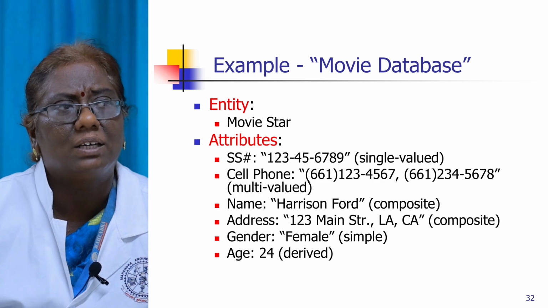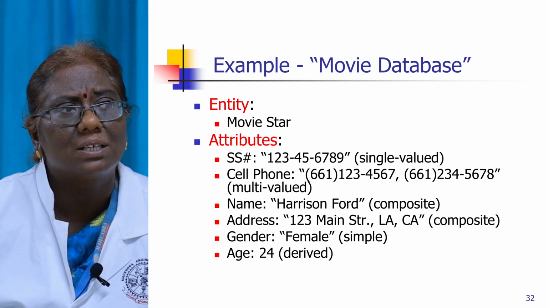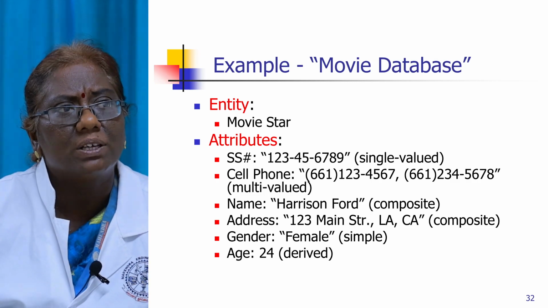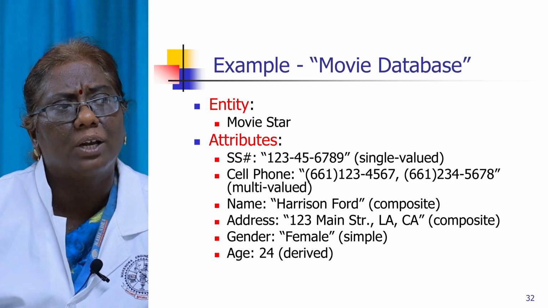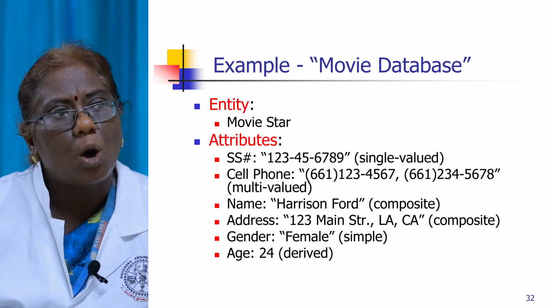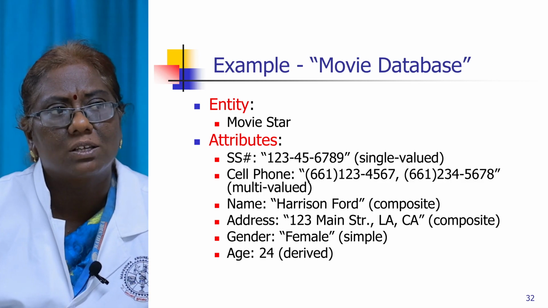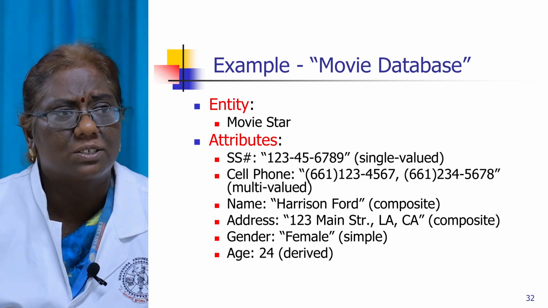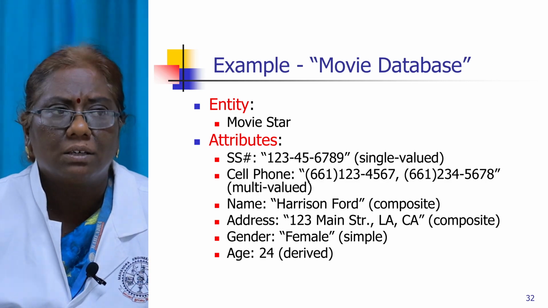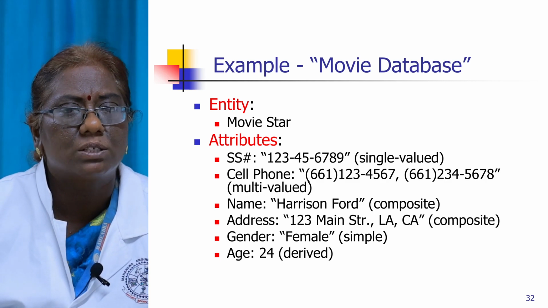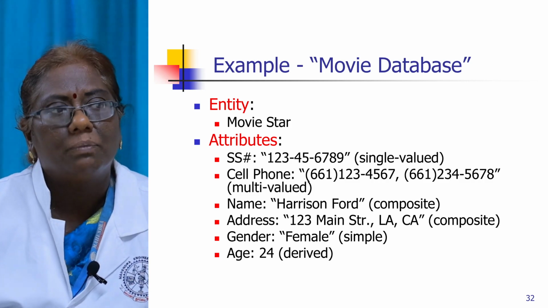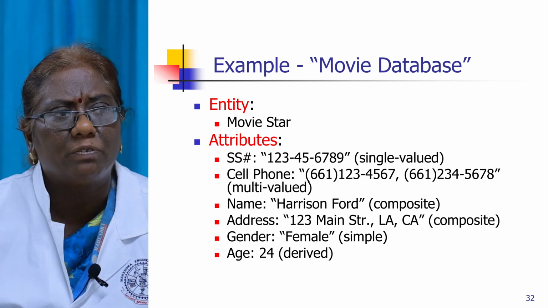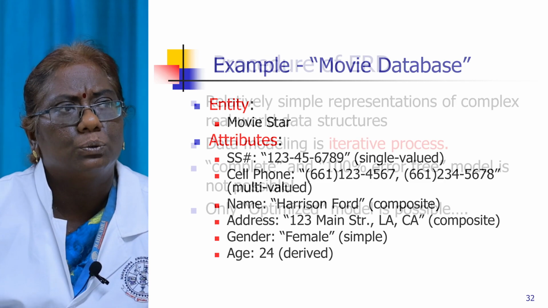And then another example exists, a movie database. Here the entity name is movie star, and the attributes are SS number. It always comes under single-valued attribute, and cell phone number comes under multi-valued attributes, and name is a composite attribute. For example, Harrison Ford, first name and last name, and address is also a composite attribute because it consists of values like 123, that is a street number, Main Street, the street name, and some other values. And gender is always a simple attribute. It takes the value female. And age always comes under the derived attribute type because from the database we are able to derive the age, 24.